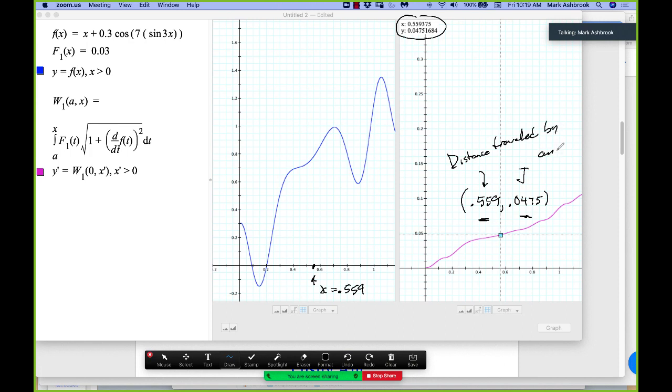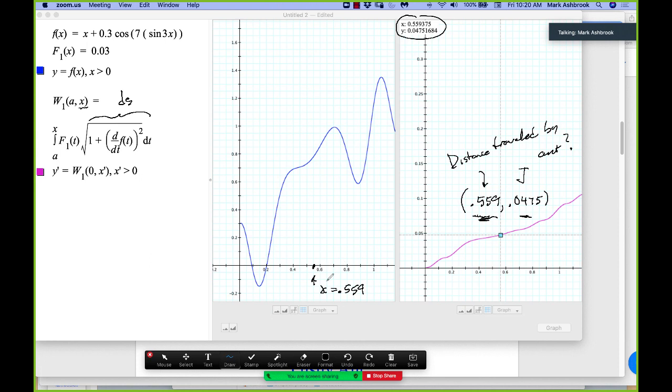It's not. And this is the really important point. A lot of students want the distance traveled by the ant to be 0.559. But it's not, because what we said was that this was our ds, and the square root is a transformation from distance along the arc to x, right?